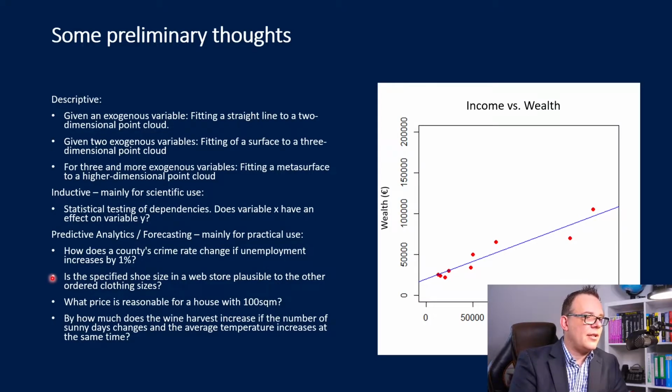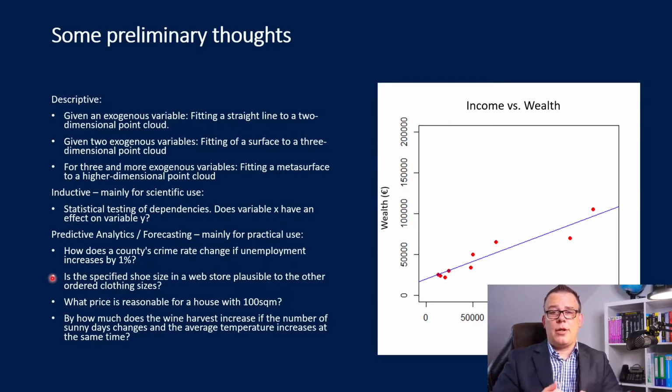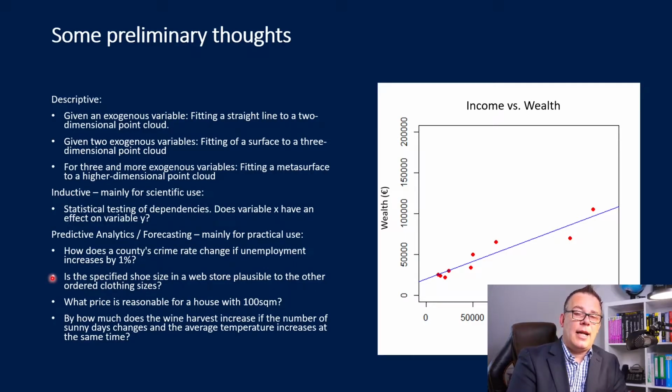Is the specified shoe size in a web store plausible to the other ordered clothing size? So if I buy my clothes in a web shop and I buy my shoes, of course the system might use OLS regression to check if everything fits to my body, and they might ask, Jan, you're 186, a shoe size of 37 might not fit your feet. So we might do that in web shops.